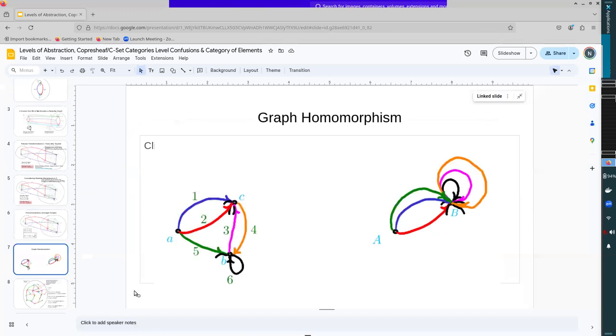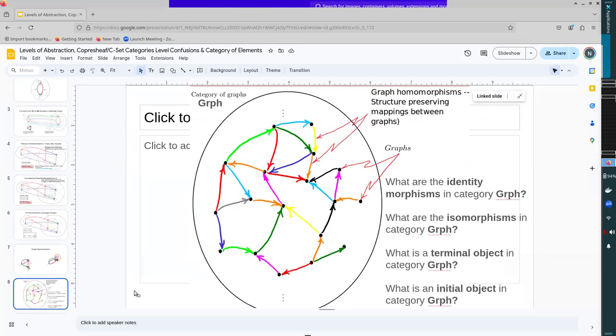But those gave us this big category, right? And what we're going to be coming to Thursday is taking products in this category. Asking about the initial object, taking the terminal object, taking co-products in these, because these are morphisms.